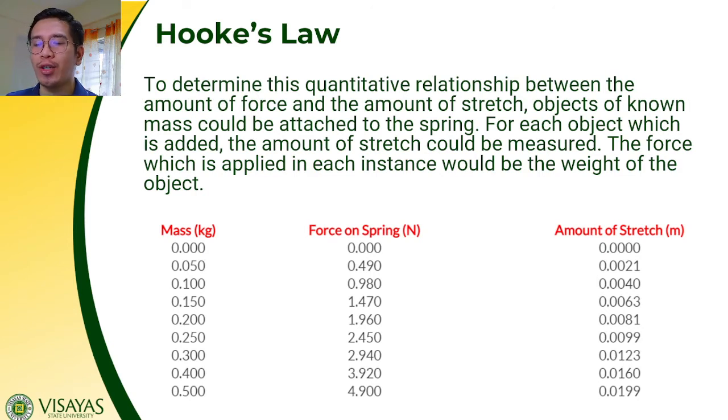Kanang naa sa third column. So the data table below shows some representative data for such an experiment. So for our masses, we put an interval of 50 and some are 100 grams interval.